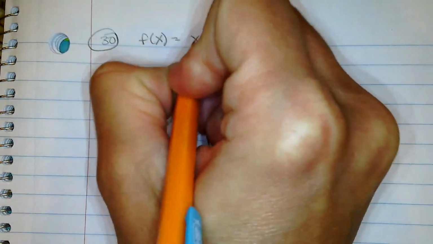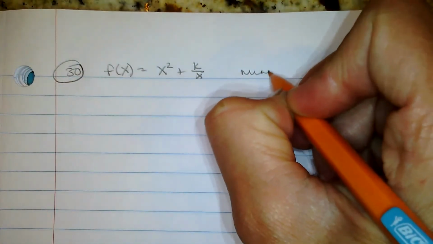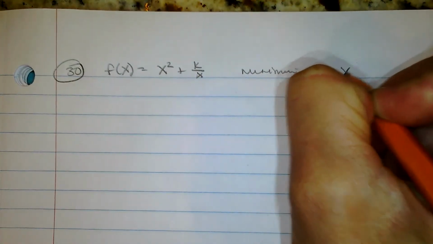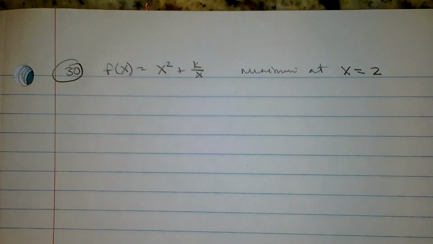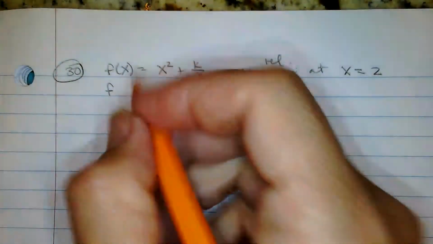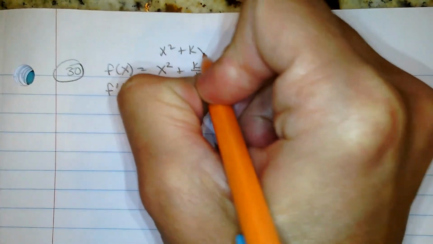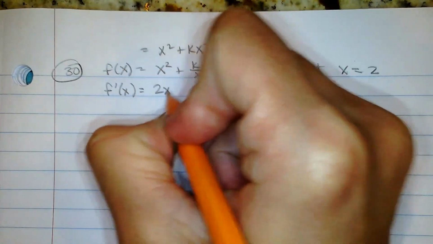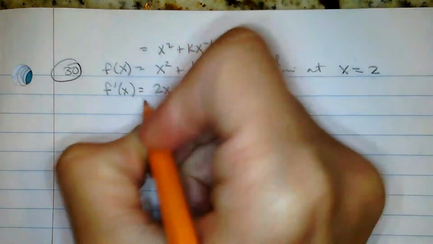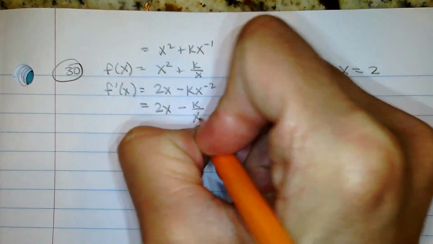Okay, so for similar, for what value of k will this function have a minimum at x equals 2? So again, first derivative, relative minimum. F prime of x equals, I'm going to rewrite this as x squared plus kx to the negative 1. So 2x minus kx to the negative 2 equals 2x minus k over x squared.